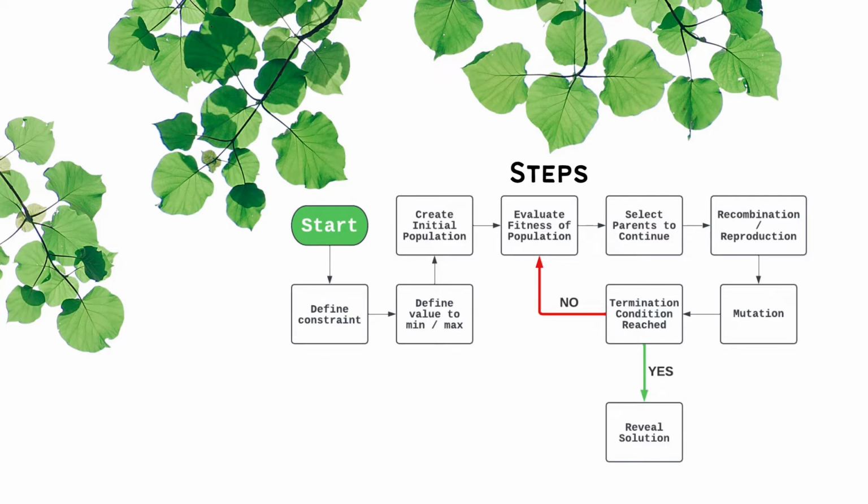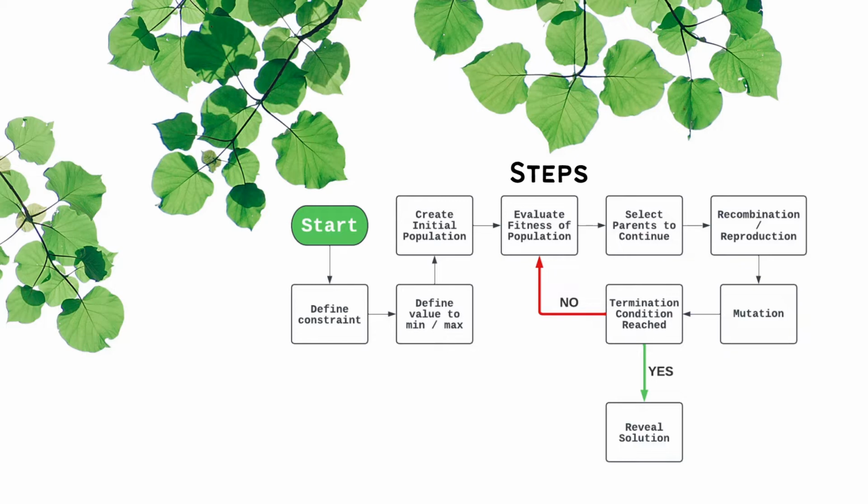Let's walk through the steps that a genetic algorithm takes. So at the start, we define a constraint. Let's say we're loading a truck. Our constraint would be the space available. Define value to minimize or maximize. This would be we're trying to maximize the amount of profit that we can make from our shipment. We create an initial population. This is an assortment of randomly generated combinations to kickstart the process. We evaluate the fitness of our population. We select the parents to continue on and recombinate or reproduce in order to create our next generation. We mutate the children, so we provide the opportunity for a combination to alter after it's been reproduced.